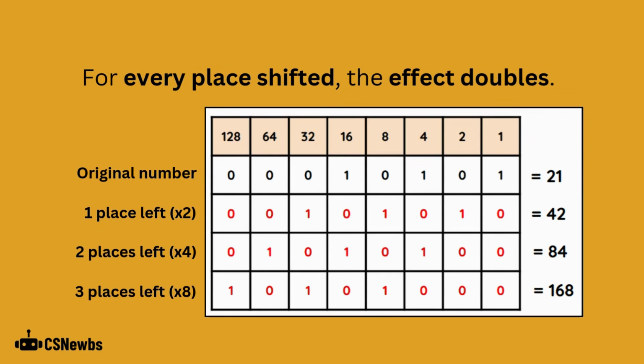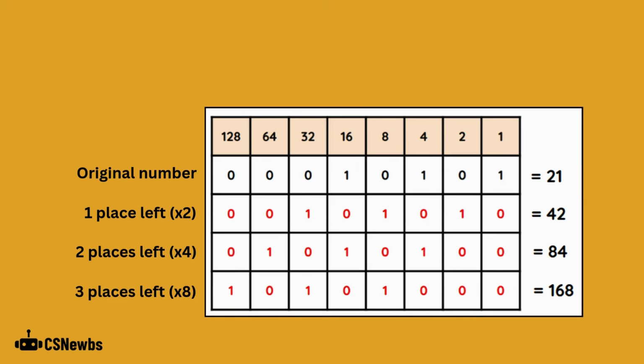In this example, 21 is the original number. This is then shifted one place to the left to multiply it by 2 to make 42. 2 places to the left has an effect of multiplying it by 4 to make 84. And shifting it 3 places to the left has an effect of 8, multiplying it by 8 to make 168.